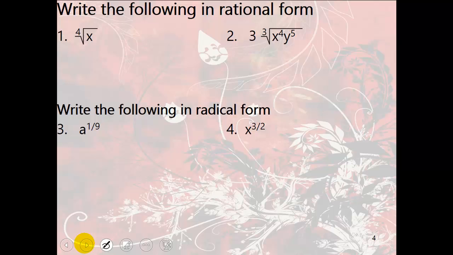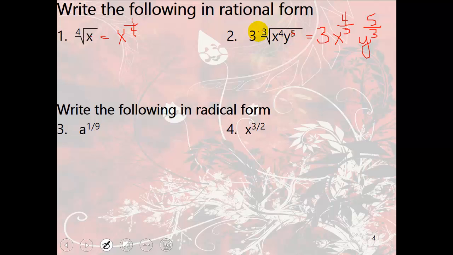All right, so this is the fourth root of x, so I'm going to write this as x to the 1/4 power. This is 3 times the cube root of x to the 4th, y to the 5th. So this is going to be 3, x to the 4/3, y to the 5/3. Remember, it's power over index, power over index.